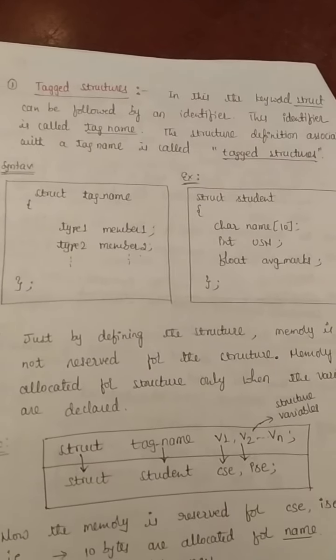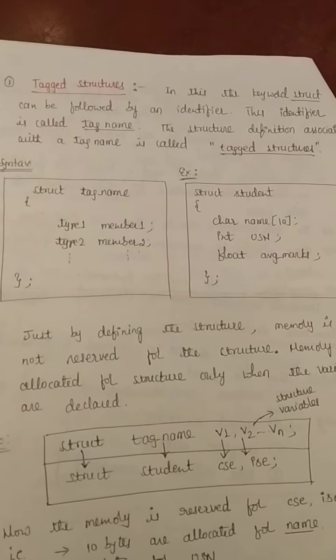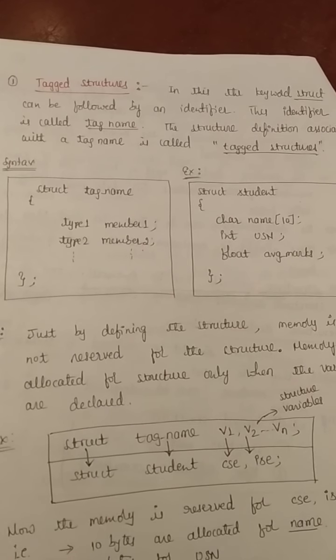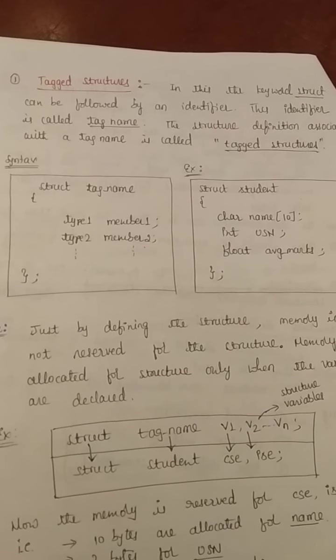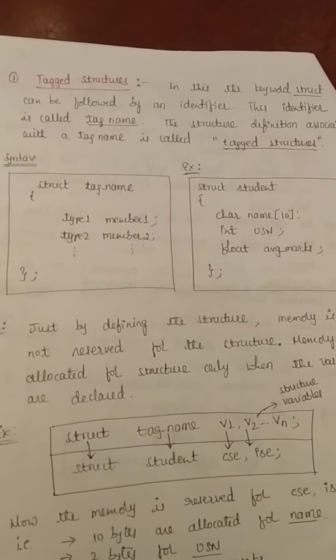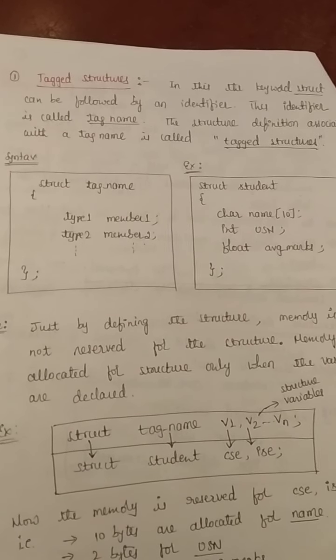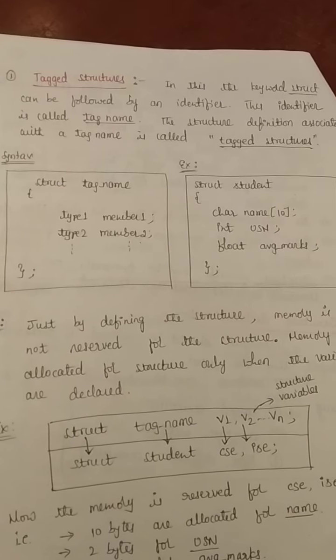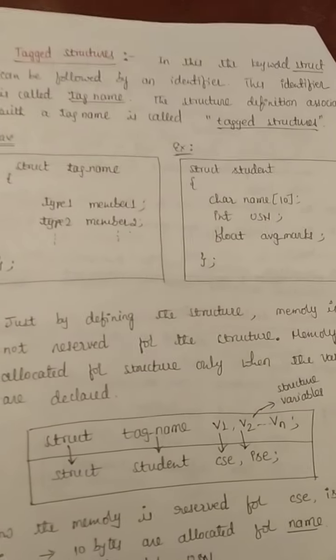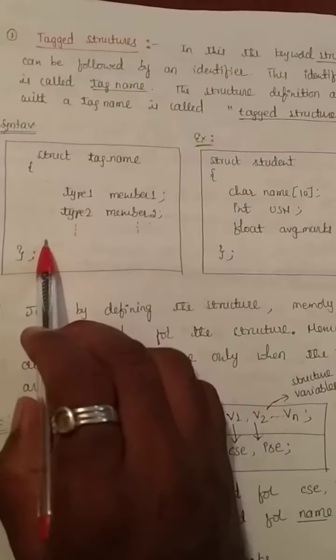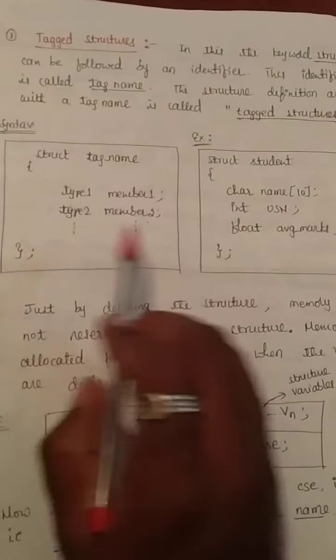So what is tagged structures? In this, the keyword struct can be followed by an identifier. This identifier is known as tag name. The definition says that the structure definition associated with a tag name is known as tagged structures. Now this is the syntax and this is the example we are having here.